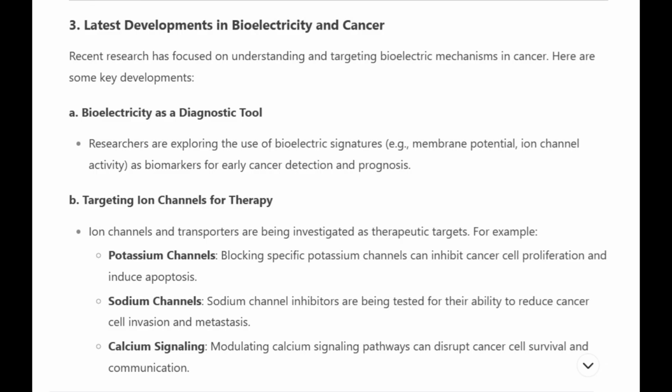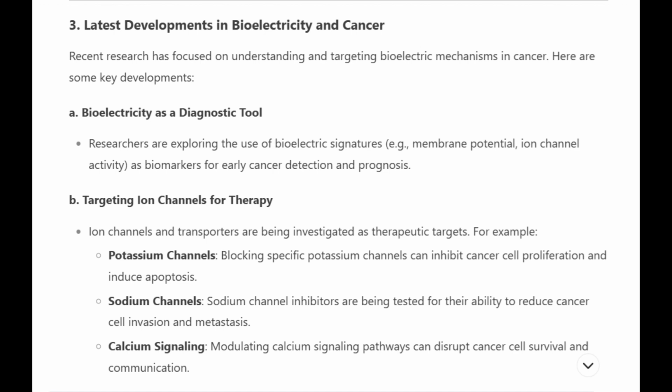3. Latest developments in bioelectricity and cancer. Recent research has focused on understanding and targeting bioelectric mechanisms in cancer. Here are some key developments. A. Bioelectricity as a diagnostic tool. Researchers are exploring the use of bioelectric signatures, e.g., membrane potential, ion channel activity, as biomarkers for early cancer detection and prognosis.